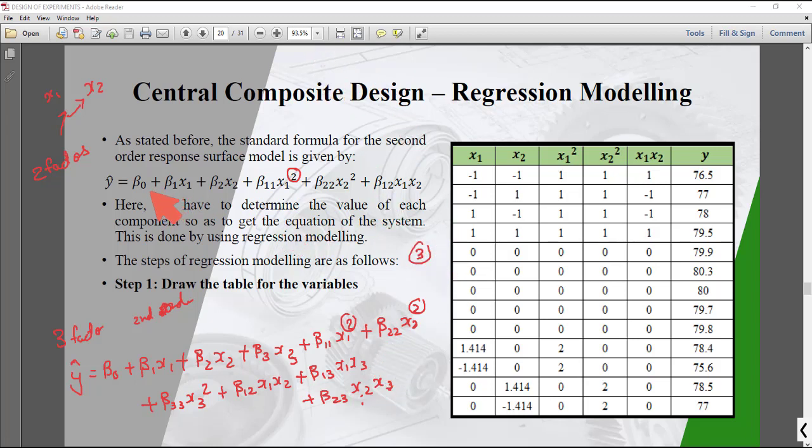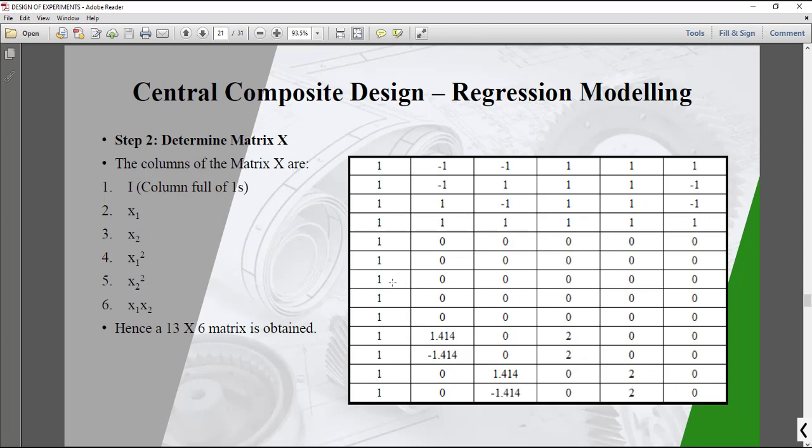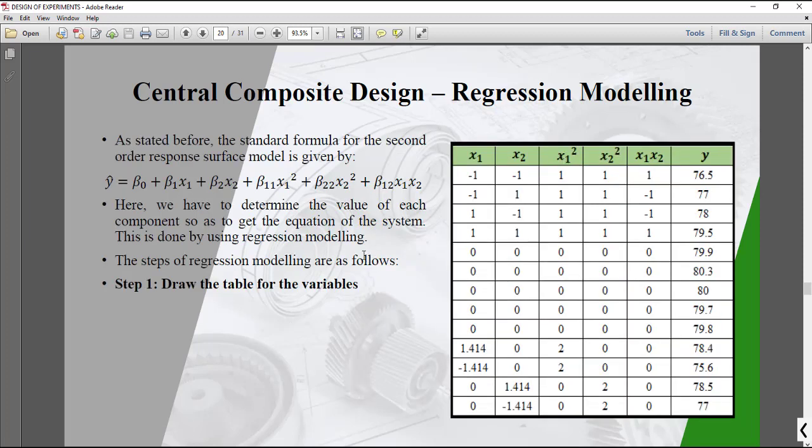So we have to find out the values of beta 0, beta 1, beta 2, beta 11, beta 22, and beta 12. We have to find out the values of these constants. When we find out the values of these constants, we will get our regression model. That is, we will get the equation of our curve. Then we will be able to draw the curve, and once we are able to draw the curve, our response surface is designed, right?